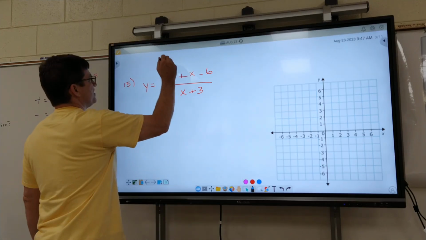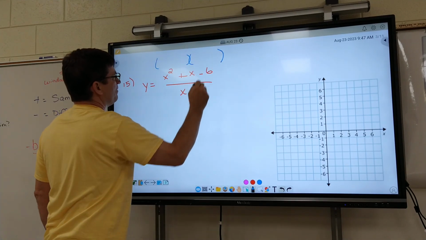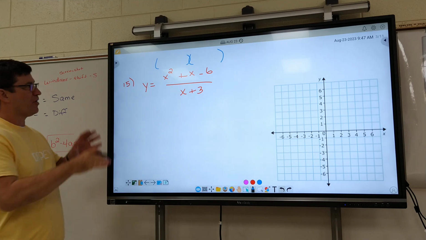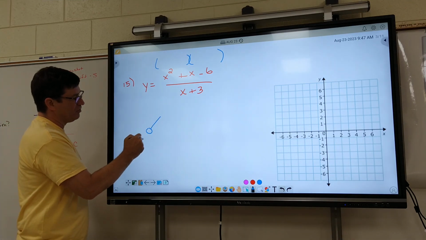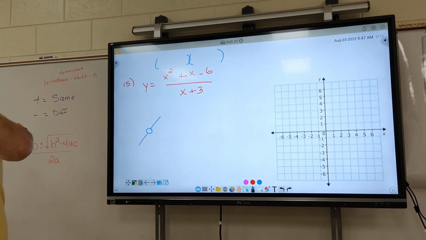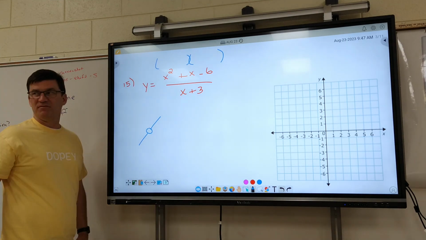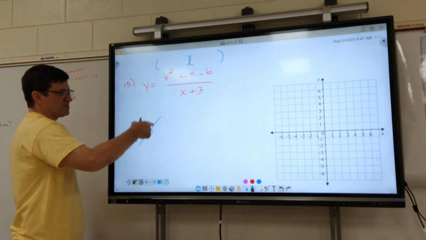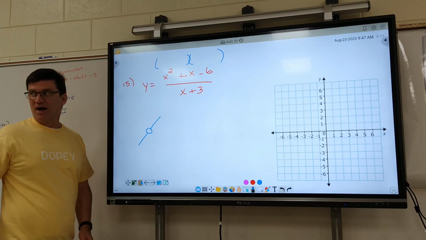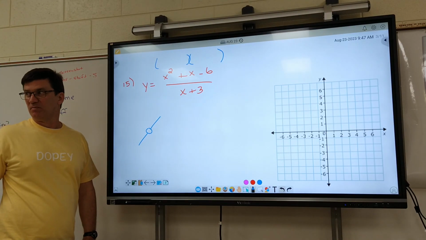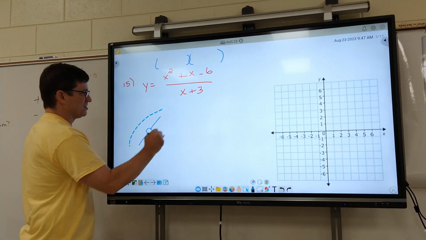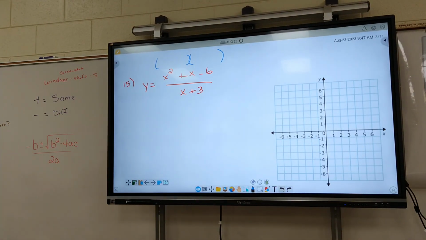All right, number 15, you have to factor the top. How can you look at this problem and know it's going to be a line with a hole? How can you look at it and know it's going to factor? It's got an x squared on the top. If I give you one like this, you're going to factor it, and it's going to be a line with a hole. You don't have to do the VA and the HA on this one, remember. All right, y'all factor the top. Everybody should be able to factor the top, and then we'll do our crossing out.